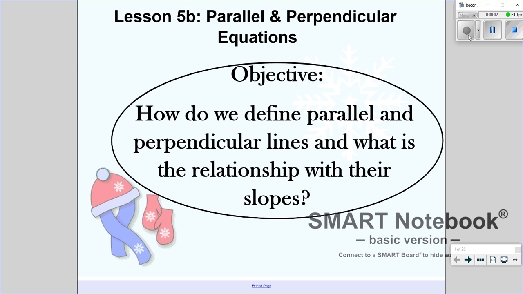Hi. In the last lesson, we learned whether two lines were parallel or perpendicular based on their slope. For today's lesson, we're going to be dealing with parallel and perpendicular equations. The objective is still the same as the last lesson, which is how do we define parallel and perpendicular lines and what is the relationship with their slopes. But we're going to apply that and try to create equations that are either parallel or perpendicular to an existing equation that is given.